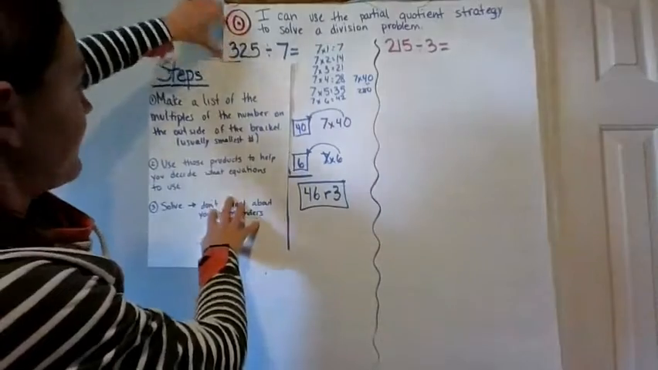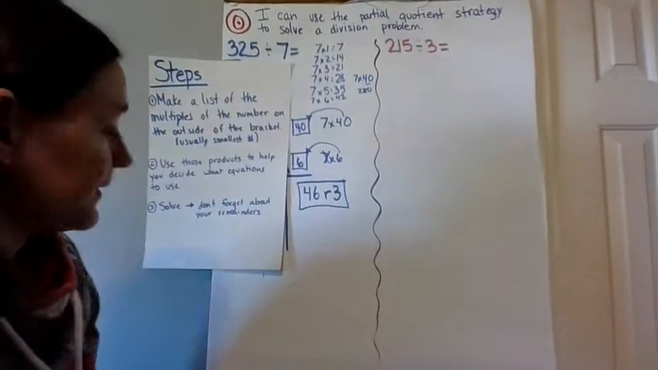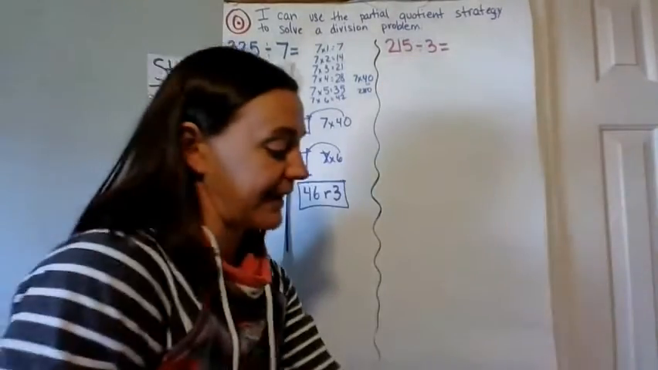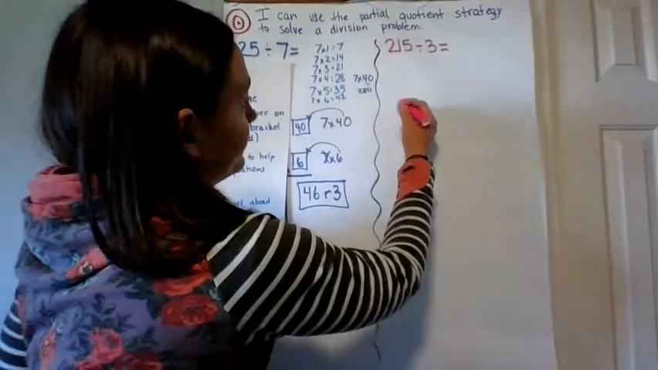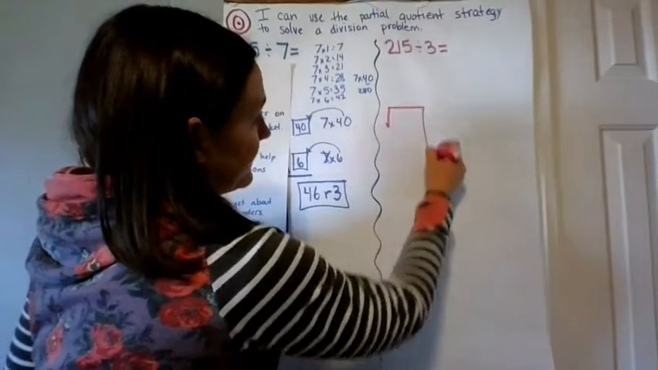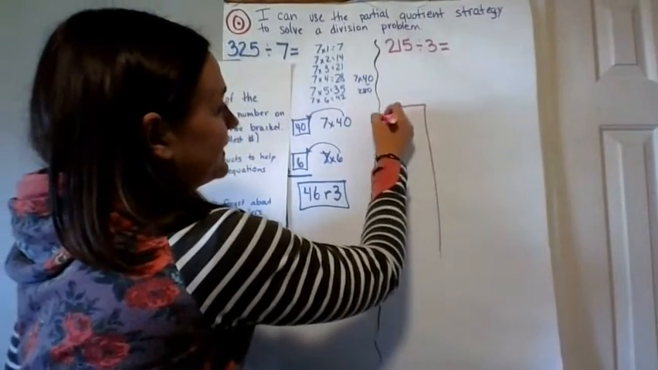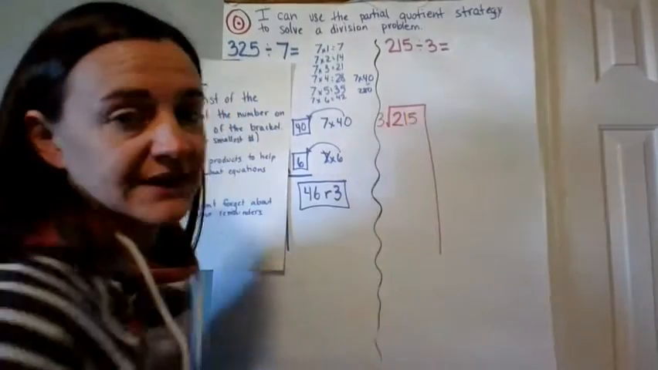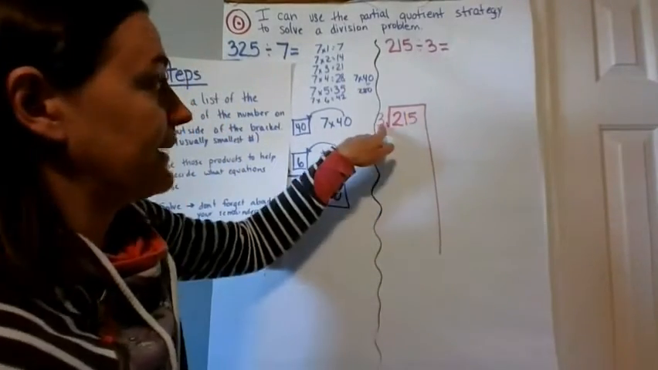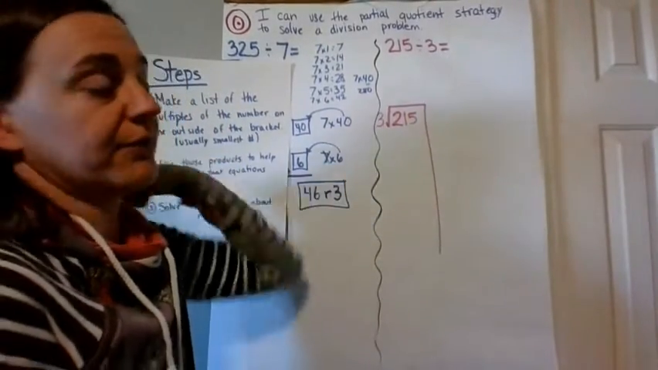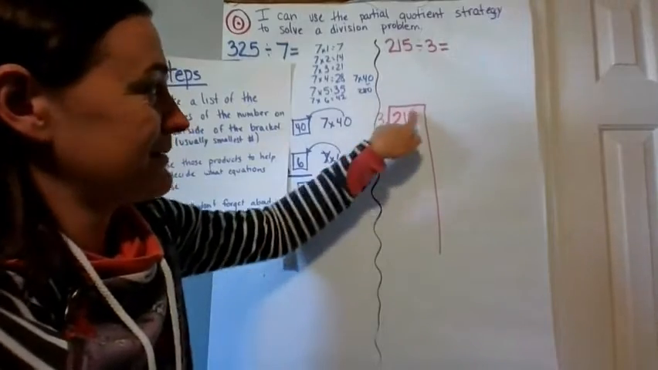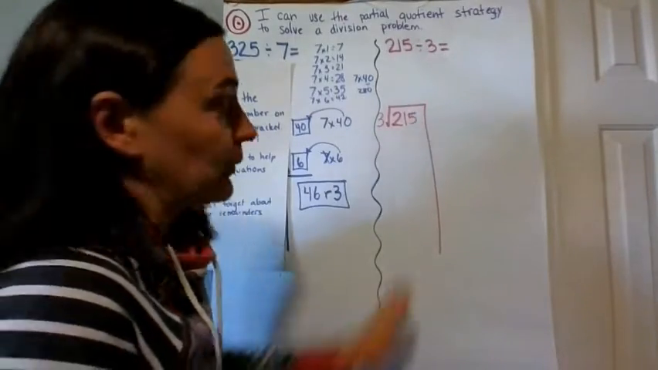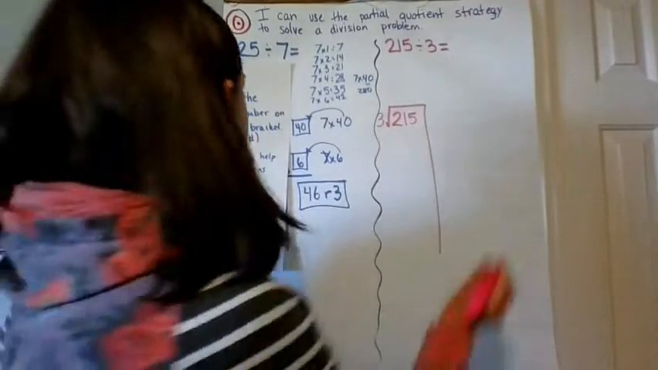So we'll start with step 1, make a list of the multiples, the number that is on the outside of the bracket. So we'll rewrite our problem. Get it down here a little bit so I have space. 3, 215. 215 divided by 3. I'm going to make a list of all the multiples of 3 until I get to a number that's close to 21, that beginning part of our number.